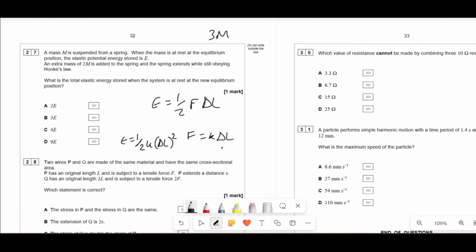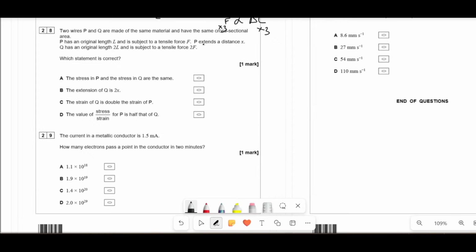Now, if we look here, F is proportional to delta L. So if we put a mass here of M, and now we're adding 2M, we've actually gone from M to M plus 2M, which is 3M. So that means this force is times by 3, so that means delta L has to times by 3. But you can see that E is proportional to delta L squared. So if that's been times by 3, because it's being squared, E has to times by 9, so that's why it's D.